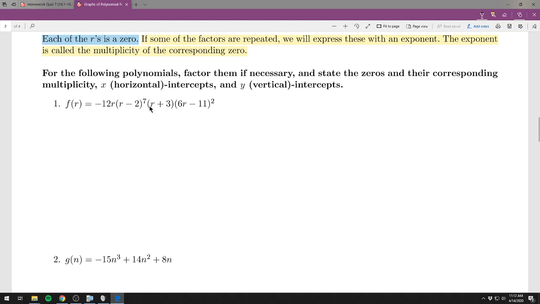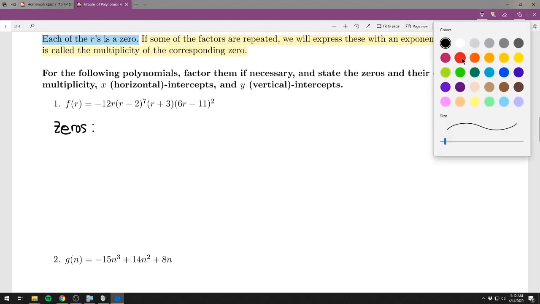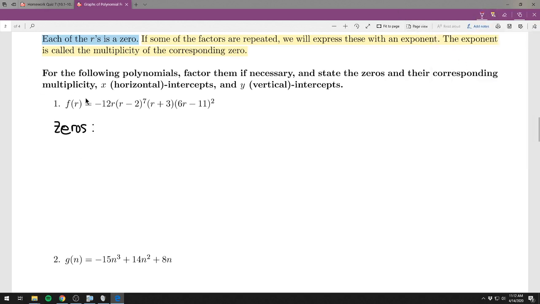All right, so this one is factored. We want to figure out the zeros first. I'm just going to go in order. All right, so in general, when you figure out zeros of a function, you set the function equal to 0, meaning we'll have 0 in place of f of r, and it equals this whole thing.